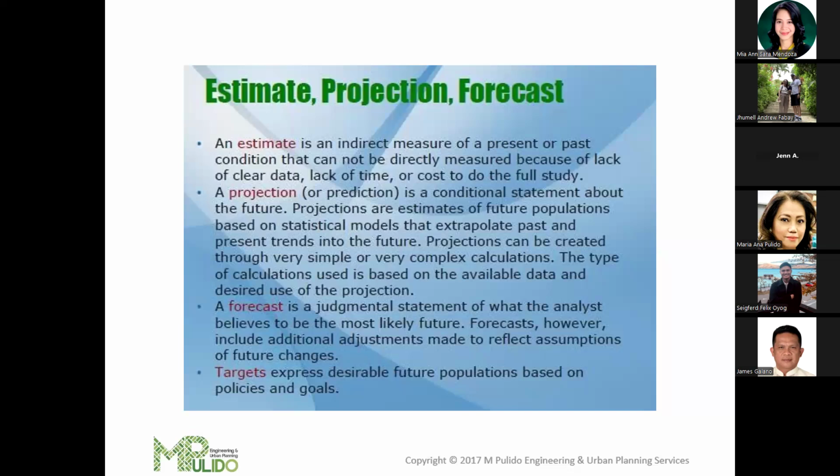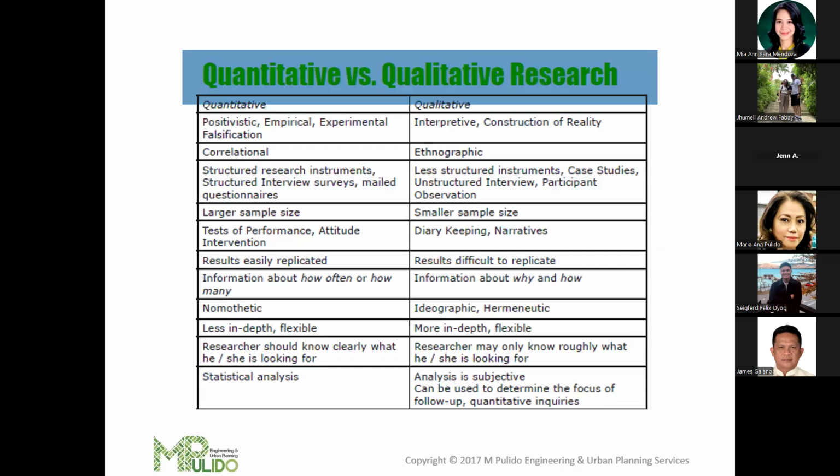While a forecast, just to make sure we understand this better, it's a judgmental statement, so it's more judgment-based. But it integrates both quantitative and expert opinions, and it requires interpretation also, because in practice, forecasts tend to be the basis for official planning assumptions, especially when policy decisions are involved.